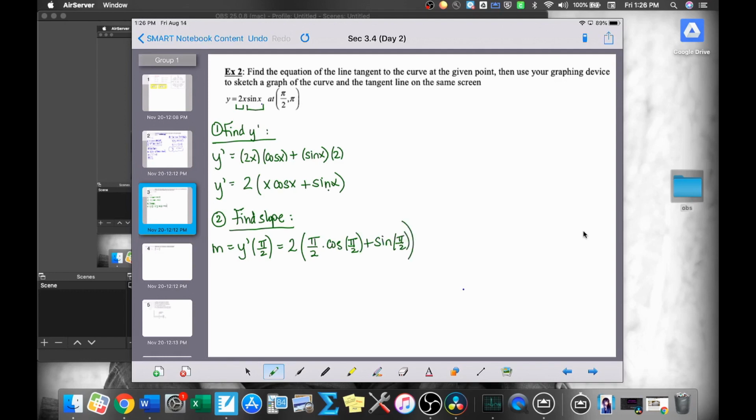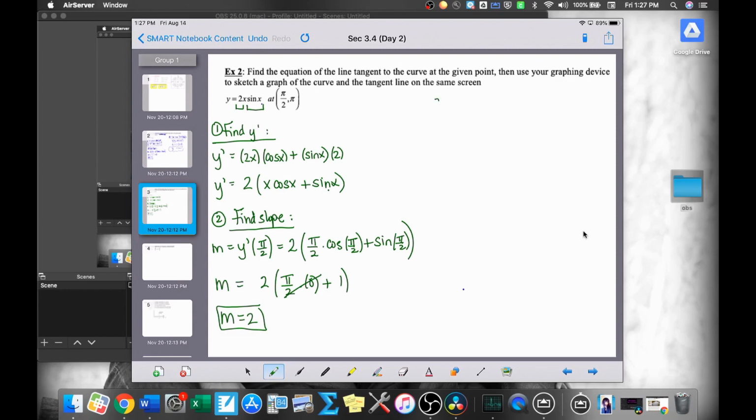So now here's where I need my unit circle again. Hopefully you remember the ordered pair at pi over 2 is the top of the circle, and that ordered pair is 0, 1. So my slope is going to be equal to 2 times pi over 2 times the cosine of pi over 2, which is 0, and the sine of pi over 2 is 1. Well, pi over 2 times 0, that's 0. So I end up with 2 times 1, which gives me a slope of 2. So now I know that the slope of my tangent line is 2.